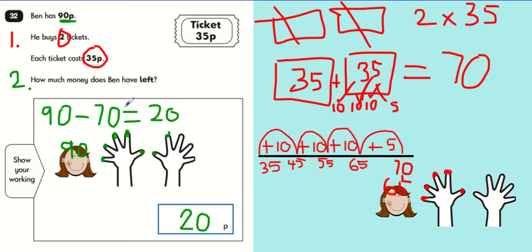Okay, you might also have noticed that 9 take away 7 is 2. So 90 take away 70 must be 20. Well done if you spotted that.